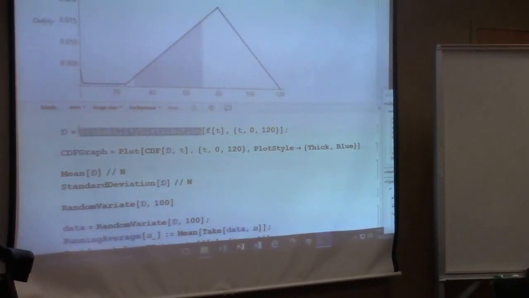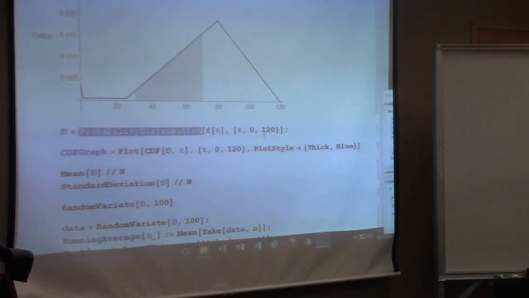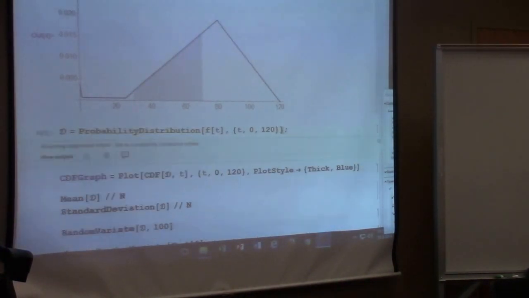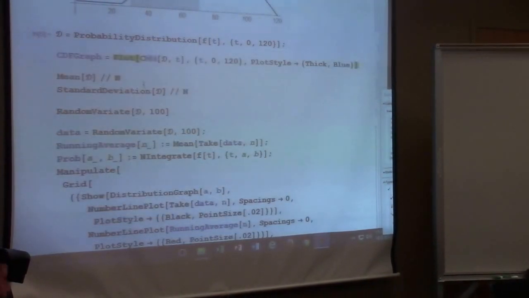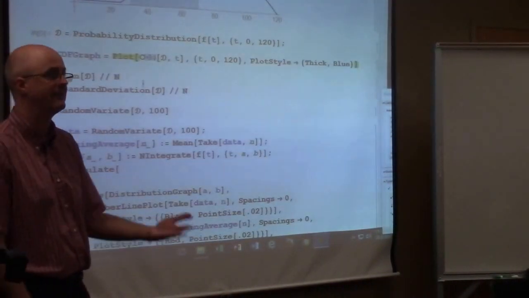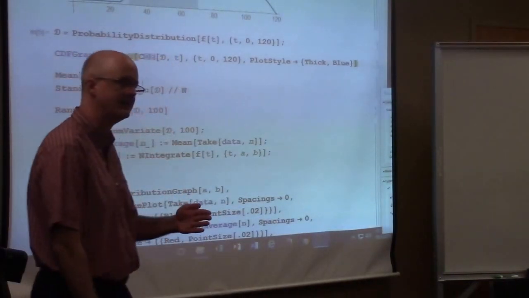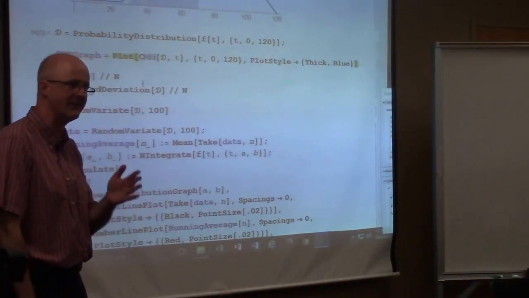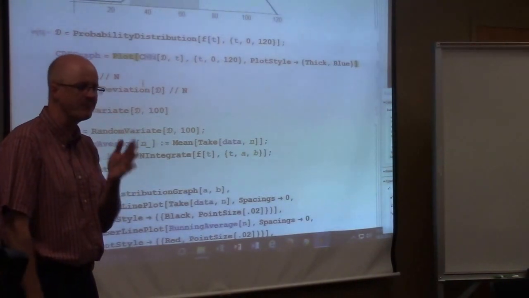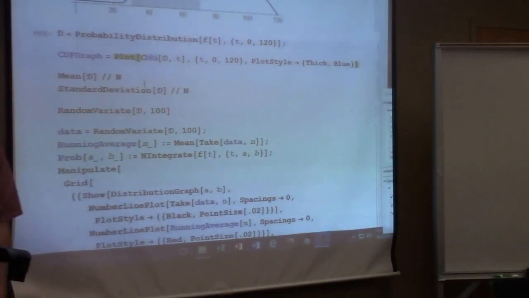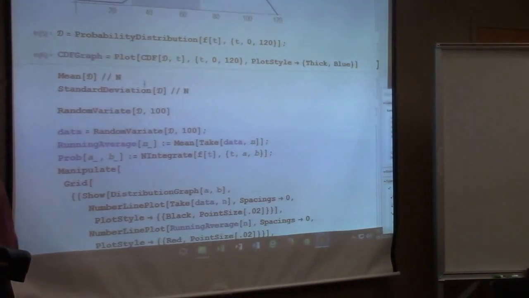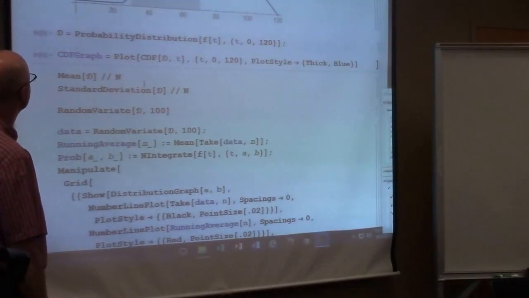I can use a built-in Mathematica function called probability distribution to sort of store this distribution in Mathematica. You don't need to understand what that means exactly. I can graph the CDF for this function. Remember, the CDF is the integral of the PDF. It's an antiderivative. And if it's a lifetime random variable that starts being non-zero at 0, the CDF is going to go through the origin for its graph and increase up toward 1. In fact, it will equal 1 once we get to 120.